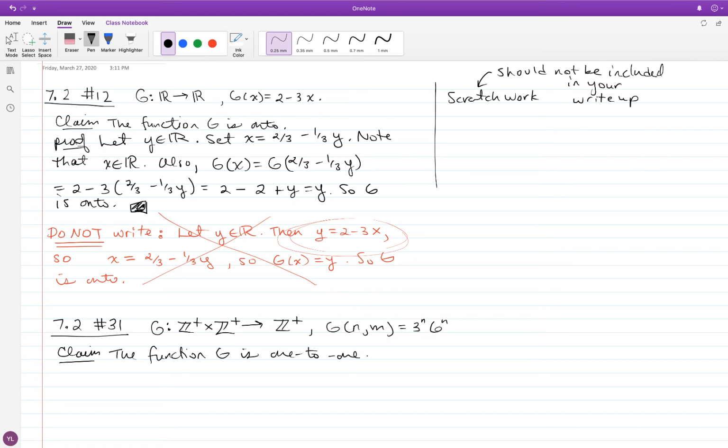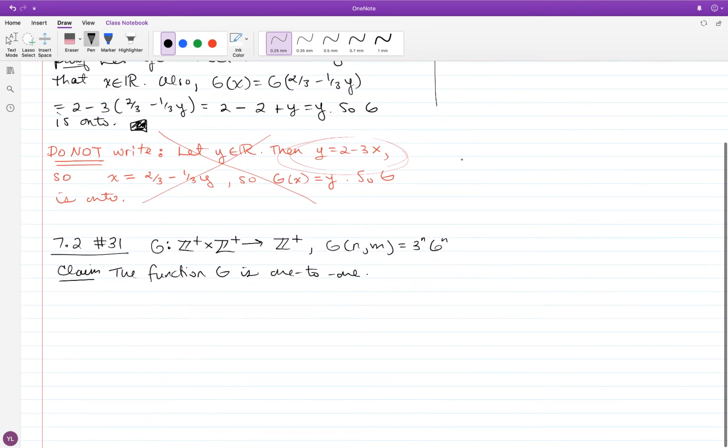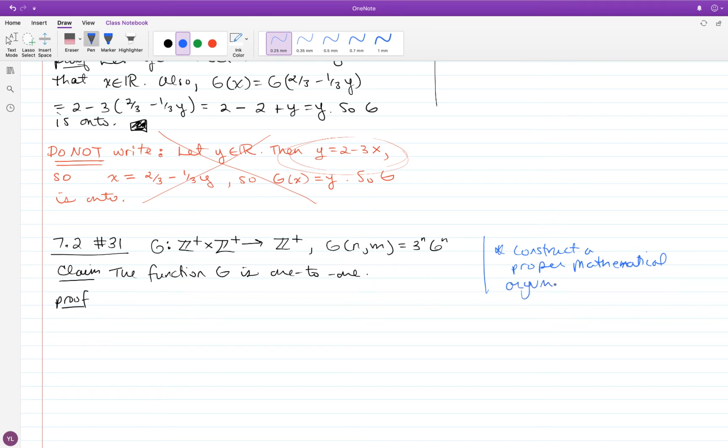I've started with an arbitrary element of the codomain, and I found a specific member of the domain that gets mapped to it. Okay, if I want to prove that a function is one-to-one, I also need to pay attention to what the definition of one-to-one is. So here's number 31. Off to the side, let me remind you what it means for a function to be one-to-one. It's got a precise definition, so when I want to prove one-to-one, I need to follow that precise definition. I want to make a mathematical argument here. I don't want to just put together a couple intuitive sentences about why I think this function is one-to-one. I have to have math in there.